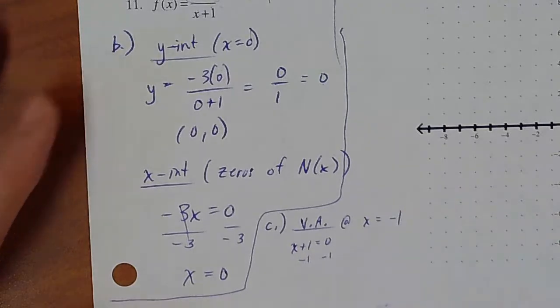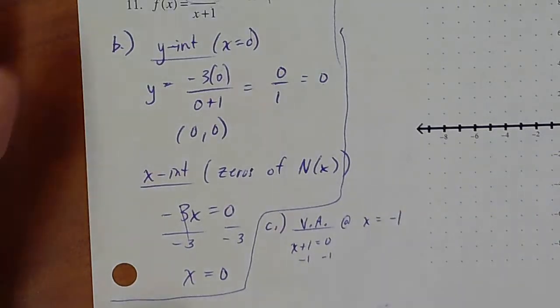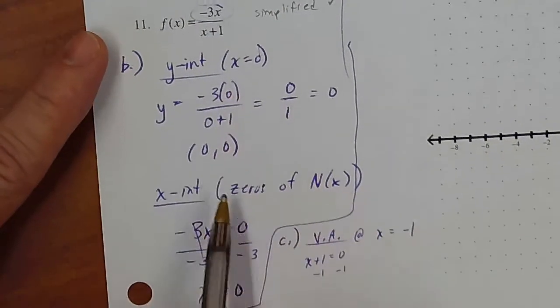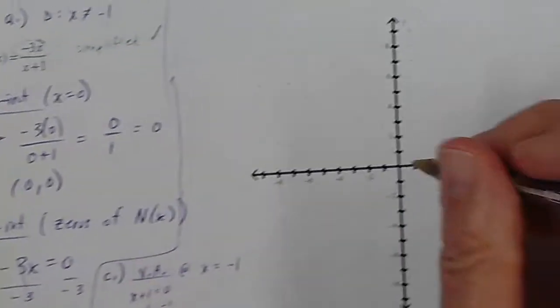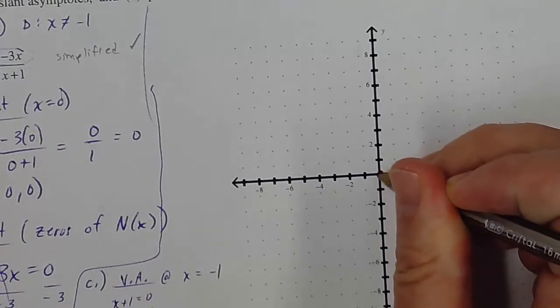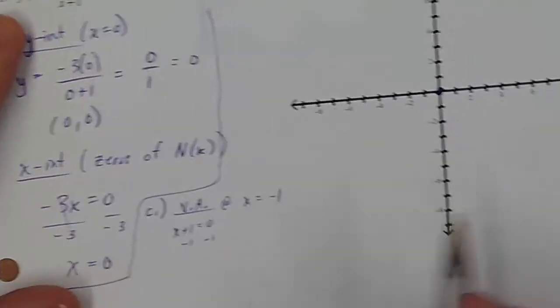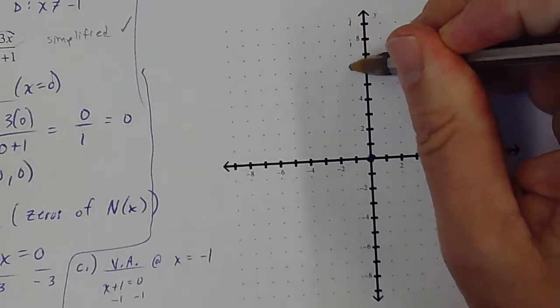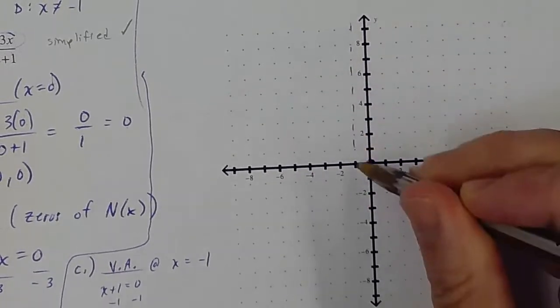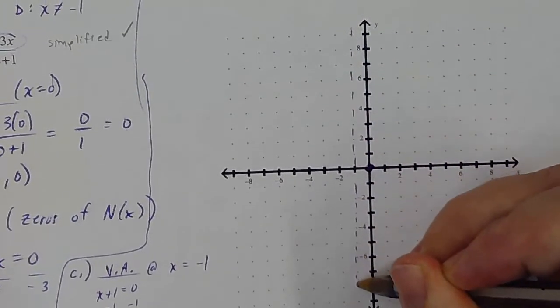All right, now let's start putting all this on the graph too as we're working through this. So the intercepts, we had it as 0, 0. So this graph crosses through right here. And now we have a VA at x equals -1. So what I want you to do is just kind of draw a dashed line vertically at -1.